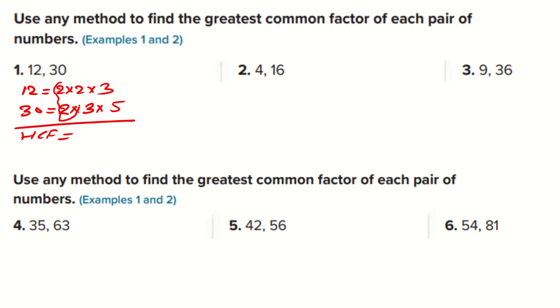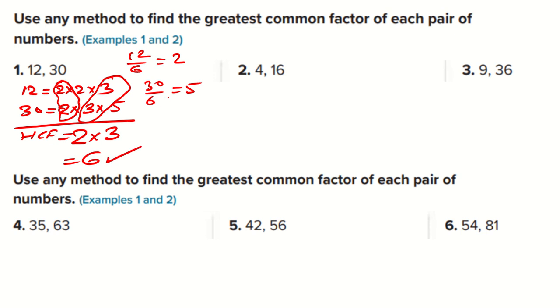For example, 2 is common, so write 2 here. 3 is also common, so 3 here. The other 2 and 5 are not common, so 2 multiply 3 is 6. Just to double check your answer, divide the numbers by the HCF. So 12 divided by 6 is 2, it is divisible. 30 divided by 6 is 5, it is also divisible. So it is the correct answer.